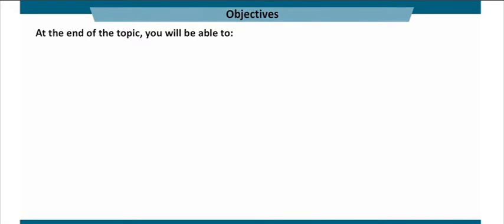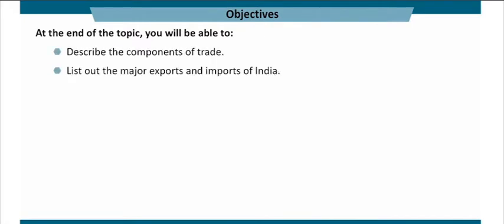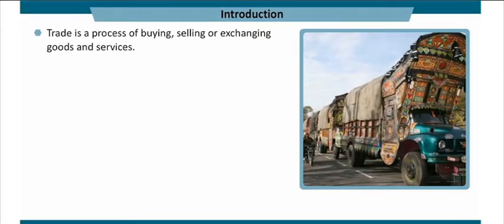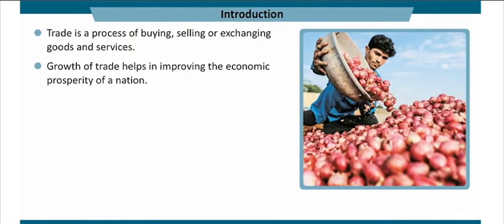At the end of the topic, you will be able to describe the components of trade, list out the major exports and imports of India, explain India's international trade policy. Trade is a process of buying, selling, or exchanging goods and services. Growth of trade helps in improving the economic prosperity of a nation.